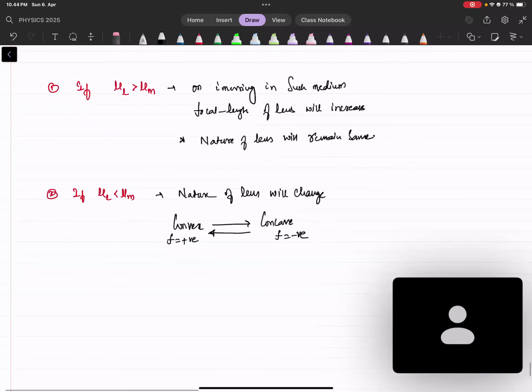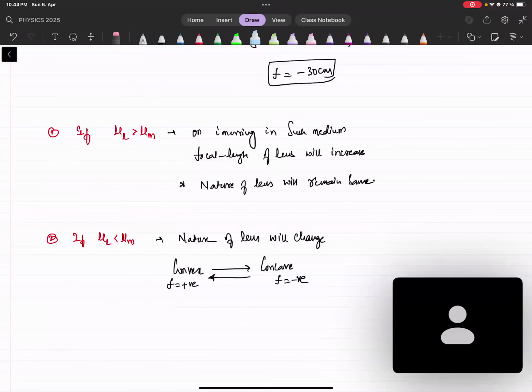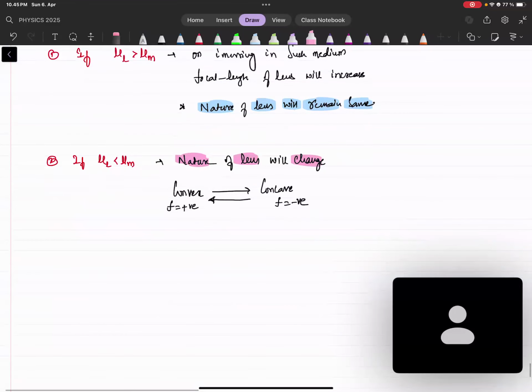If the refractive index of the lens is lesser than the refractive index of the medium, then the nature of the lens will change. If the refractive index of the lens is greater than the refractive index of the medium, the nature of the lens will remain the same. Nature of lens will remain the same. In this one, the nature of the lens will change. That is, converging will become diverging and diverging will become converging.